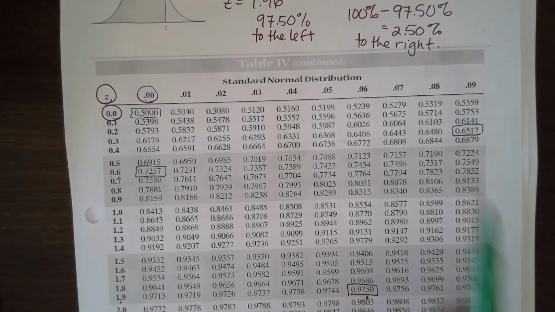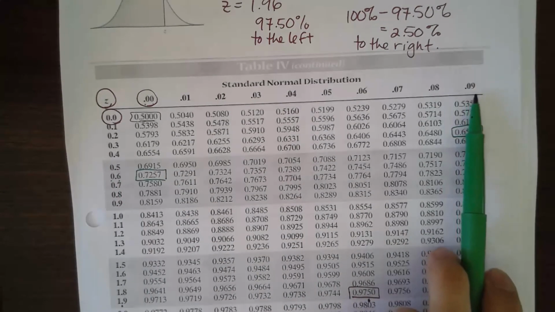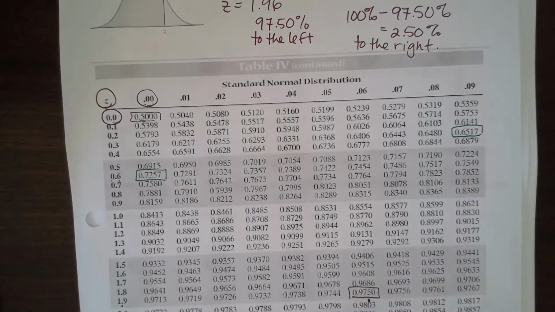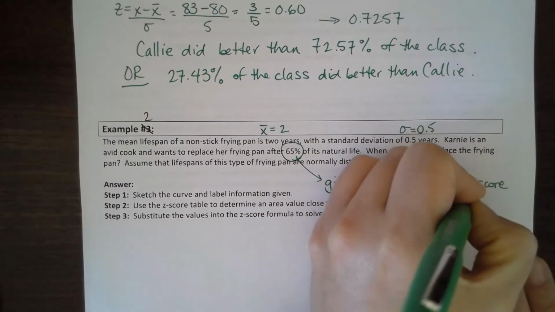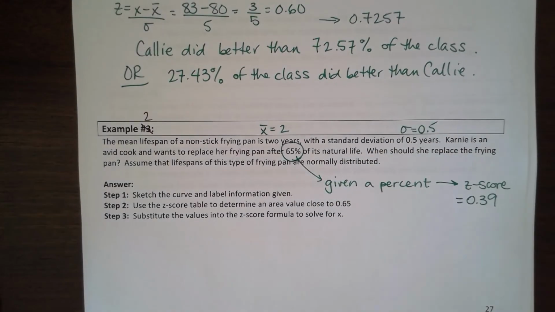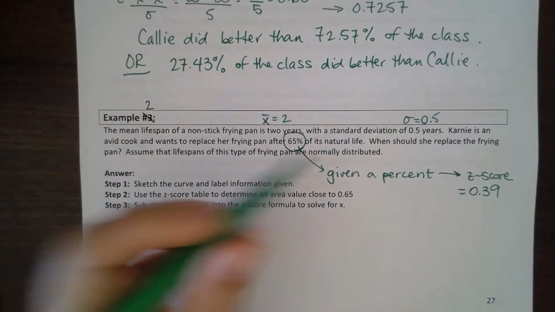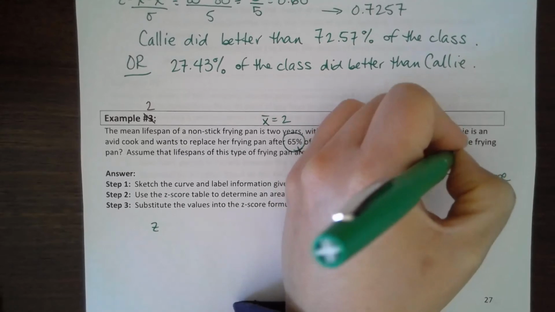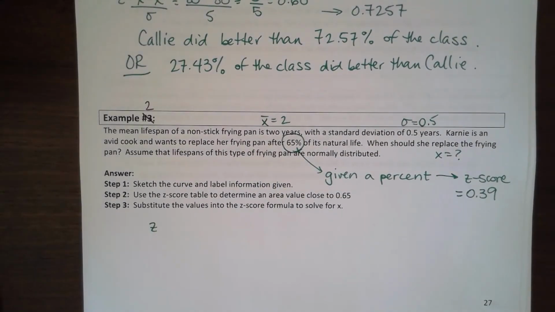Okay, so that gives us a z-score equal to 0.39. Okay, so in this question we're given a percent and we need to work backwards to a z-score. So how do we do that? Well, what are we looking for? So we're looking for x. We don't know what x is in this question. We don't know when she should replace her frying pan.